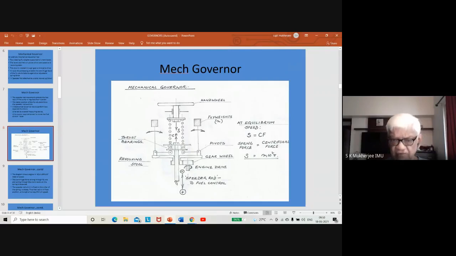If this rod comes down, it is called the fuel control link. If the rod comes down, it is an increase of fuel. You see this positive mark. This is a positive of increase of fuel, and negative is decrease of fuel.